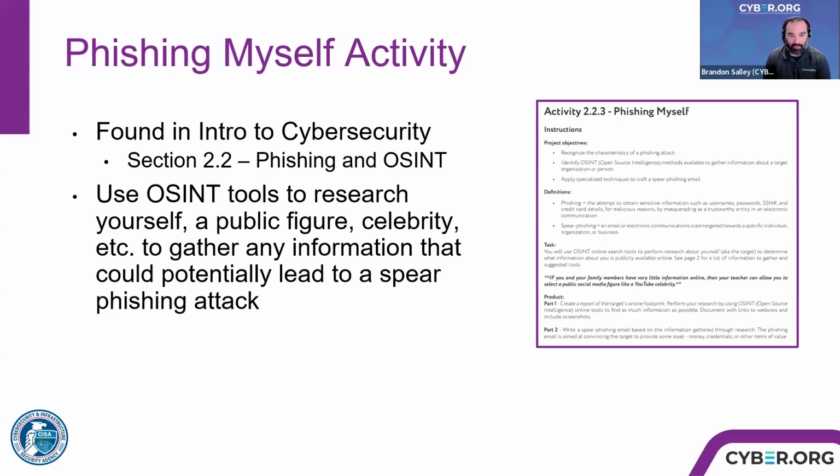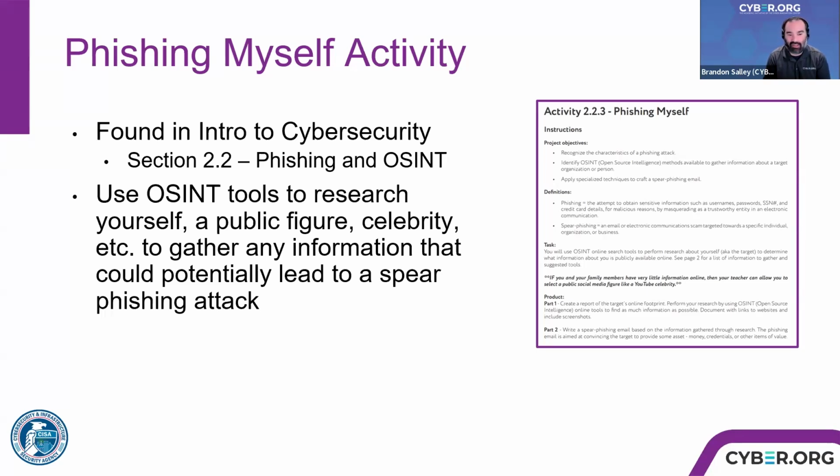So this activity does have a rubric that can help you with grading the actual assignment that you give the students. And with this activity, it comes from section 2.2, so it's unit 2 in Intro to Cybersecurity. The point of it is for students to use open source intelligence, so anything that's available to them online, to gain any information about their target. The activity has them, as it's called, phishing myself, to fish themselves and craft an email aimed at themselves.